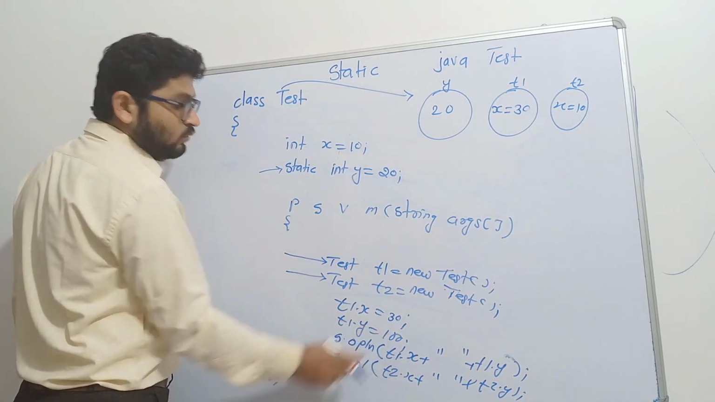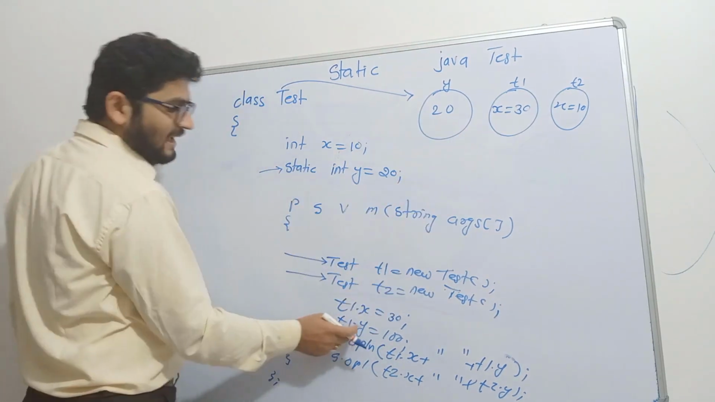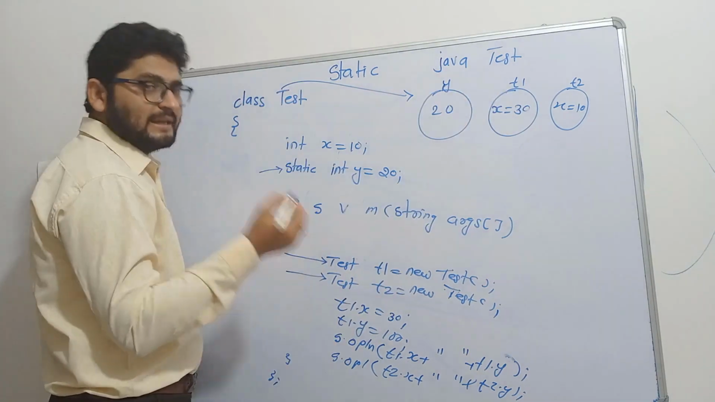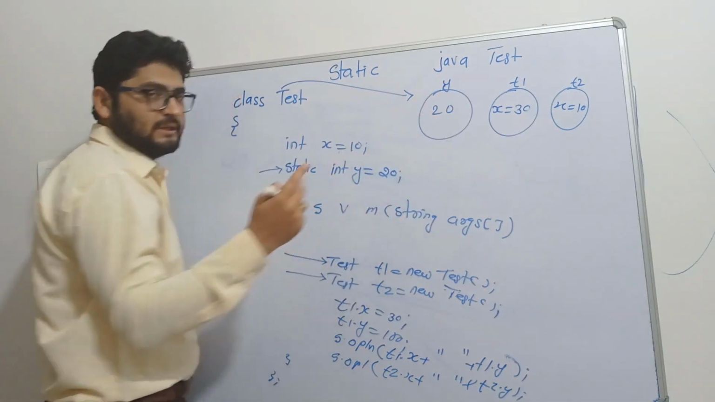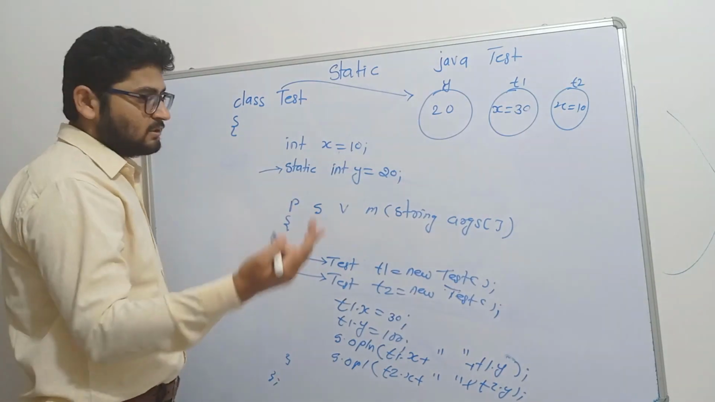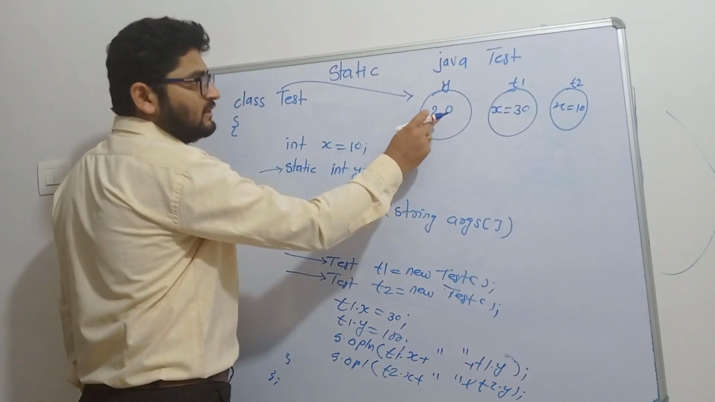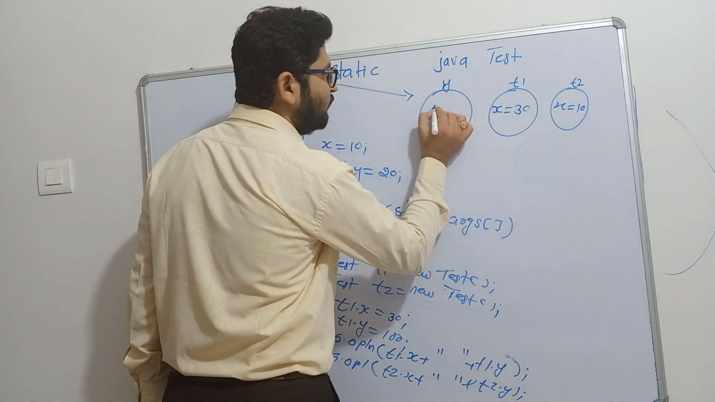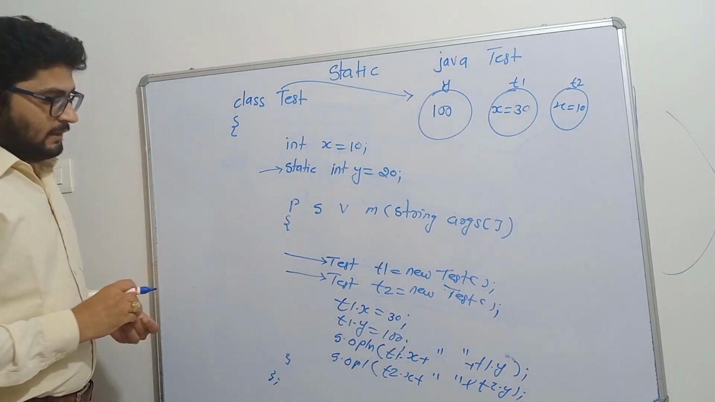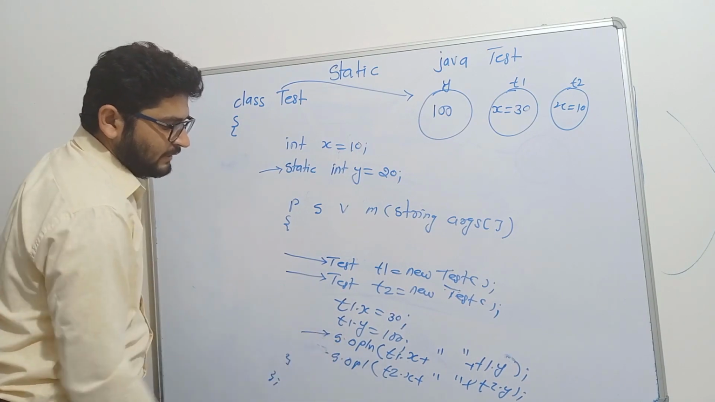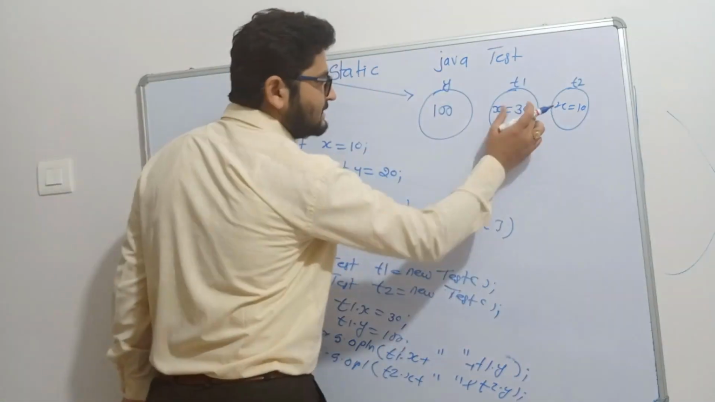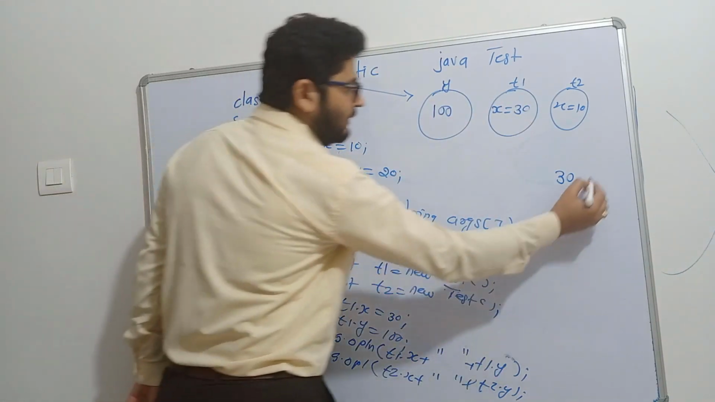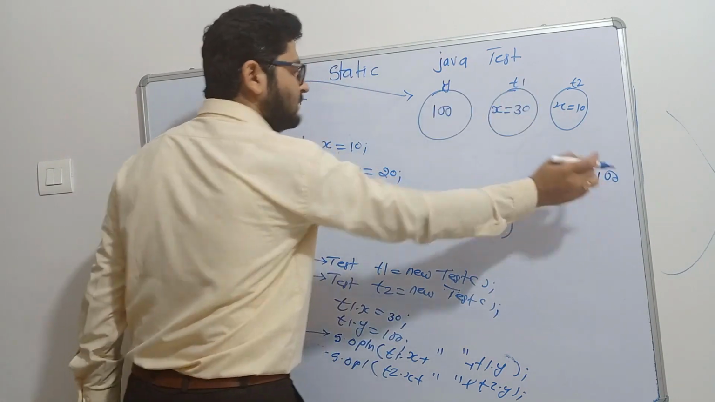Now t1.y is equal to 100. So though y is the shared variable, you can access this y using not only the class but also the objects. So when we write t1.y equal to 100, it is going to change the value of y to 100. Now when this statement is executed, the value of t1.x will be printed as 30, and t1.y is 100.